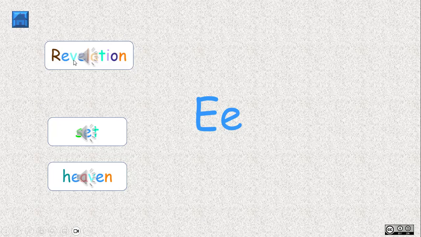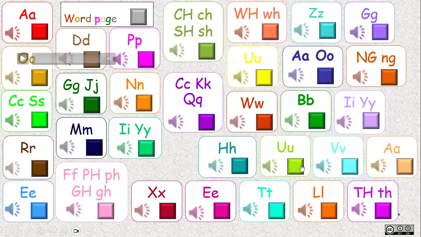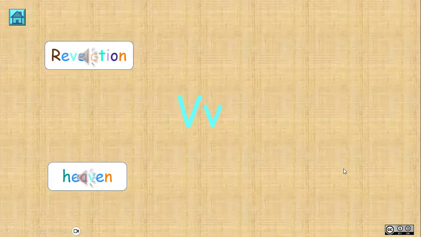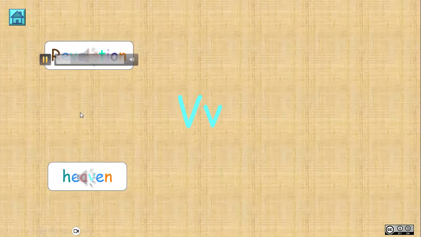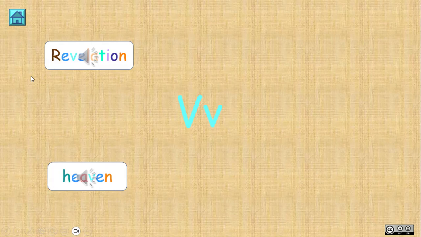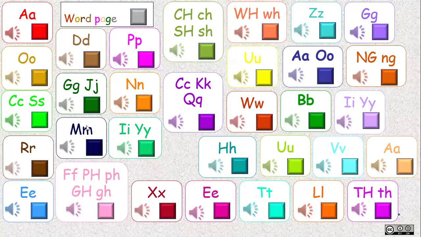The next sound is the light teal B. We'll find it over here. For the page, we'll find Revelation. Back to the home page. But we're not going to do the next letter, because it's the same as we've already done, the A. I'm going to go to the O page next, which is dark orange.